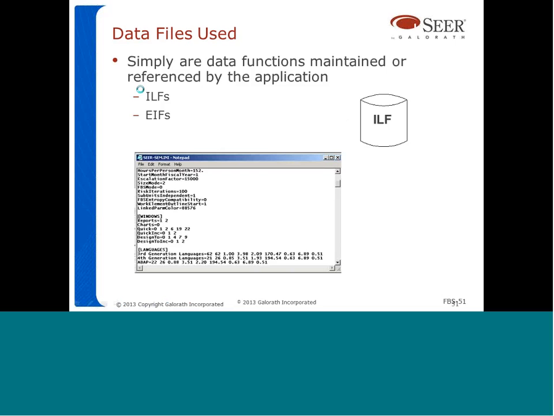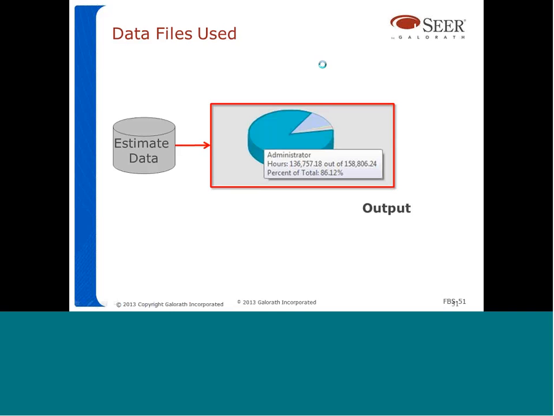More on data files used. We covered this already. Data files used are the different files that are referenced or maintained by a transaction. So for example, when you're presenting information in a chart like this, that information has to come from somewhere, from a file. It could be an external interface file or an internal logical file. But the data files used is just the number of files that are used to present this output, for example.